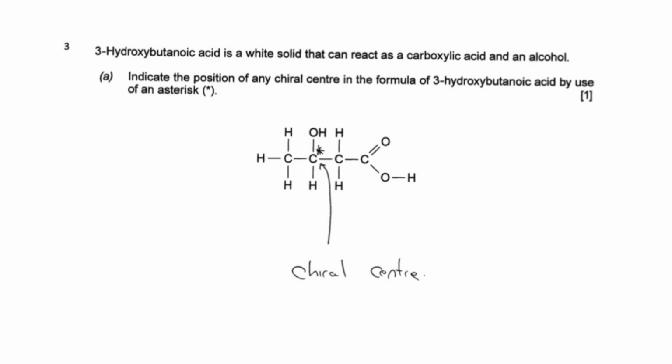So now let's go through part 3A. So part 3A is asking you to indicate the position of any chiral center. So the chiral center is on carbon 2 here, and I've marked it in with an asterisk. And it's a chiral center because it's a carbon next to 4 different groups. There's 1 mark for correctly identifying the chiral center.